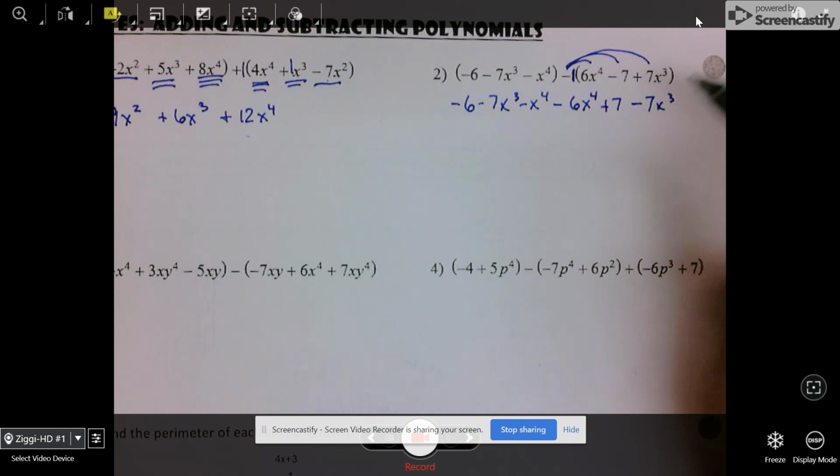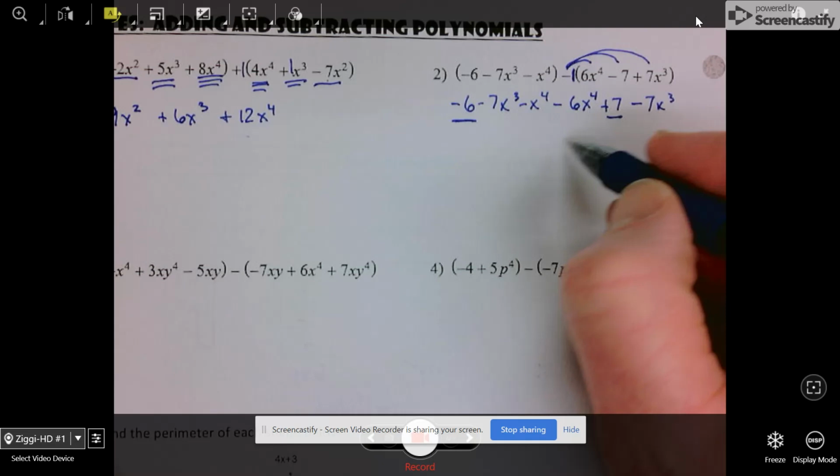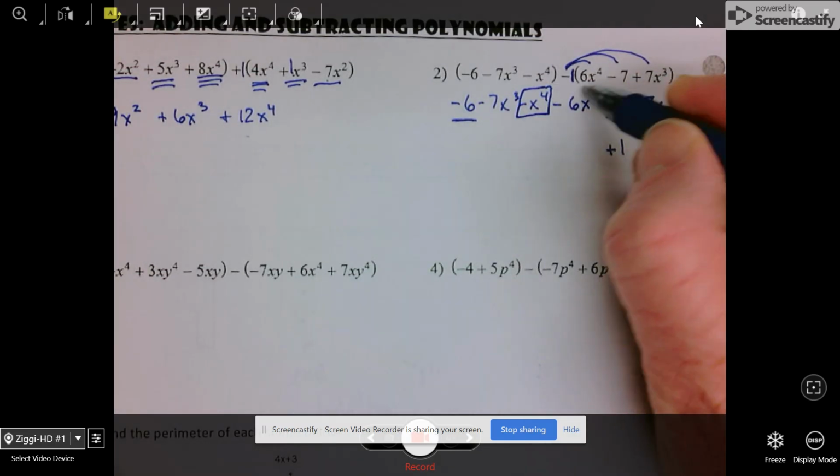We usually start at the highest power and go to the lowest. So I'm going to now look for the highest power. So I have x to the fourth, x to the fourth. Notice how I included the coefficient when I made that box around it. So this is negative 1 and negative 6, which is negative 7x to the fourth.